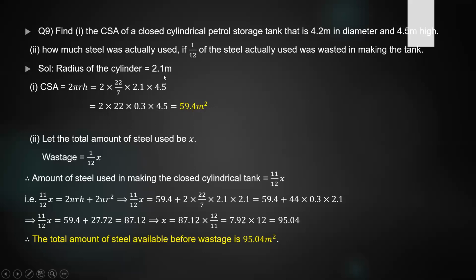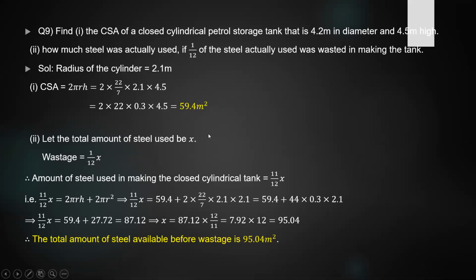Now the radius of the cylinder is 2.1 meters. CSA, you have to work out the CSA in the first part. So the formula is 2 pi r h. Substitute the values and you will get the CSA as 59.4 meters square.